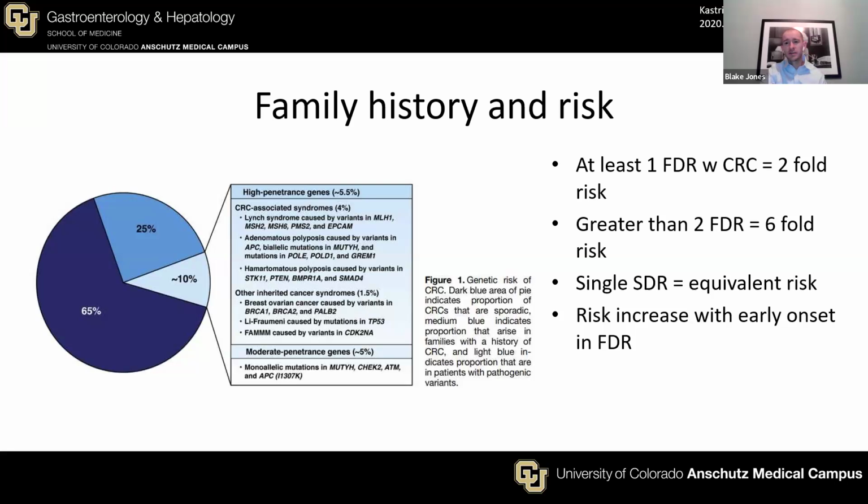So what about family history? At least the studies that are available that have looked at this suggest that if you have one first-degree relative with colorectal cancer, you have a 2-fold increased risk yourself. If you have 2 or more first-degree relatives, then you have a 6-fold increased risk. A single second-degree relative is about equivalent risk. And then in general, risks increase with early onset in the first-degree relatives. So there is a difference if your father had colorectal cancer at age 80 versus age 45. 45 would mean that you're probably at higher risk.